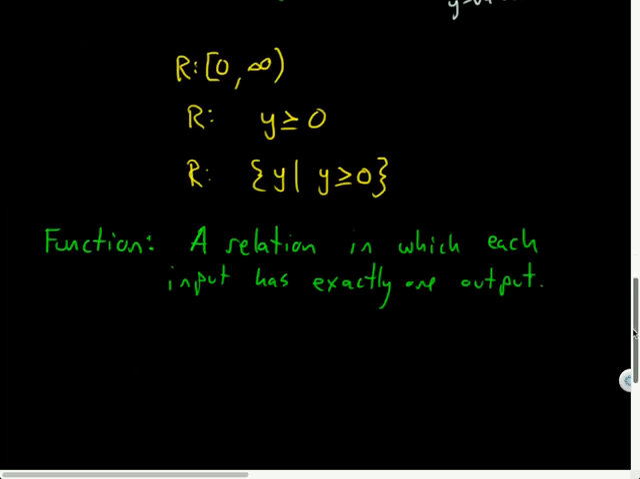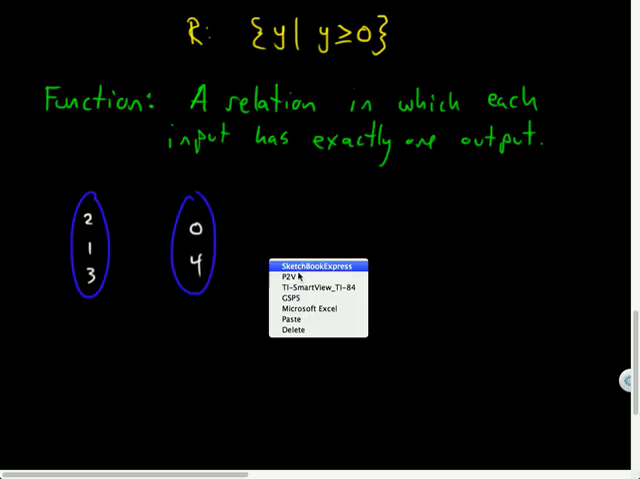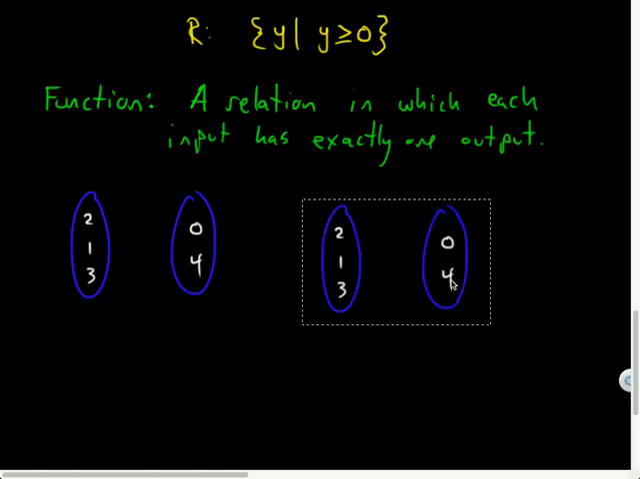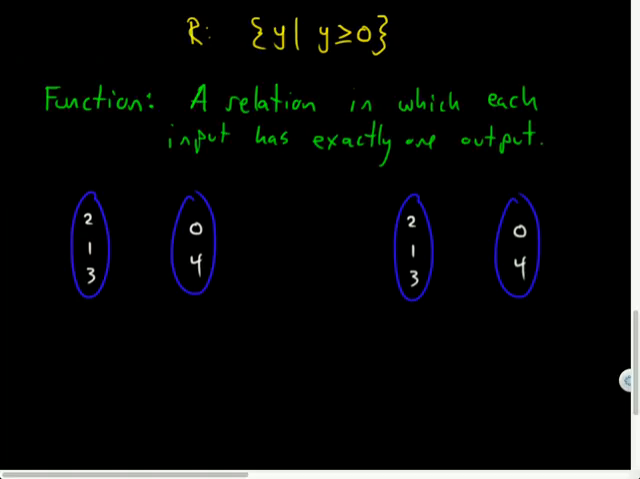So I guess I might as well define that. I'll draw my little oval thing again. So what if I've got 2, 1, 3, and 0, 4? And actually I'm going to grab a snapshot of this. I'll show an example and a non-function example. Man, I like how I can just duplicate stuff so quick. So let's see.